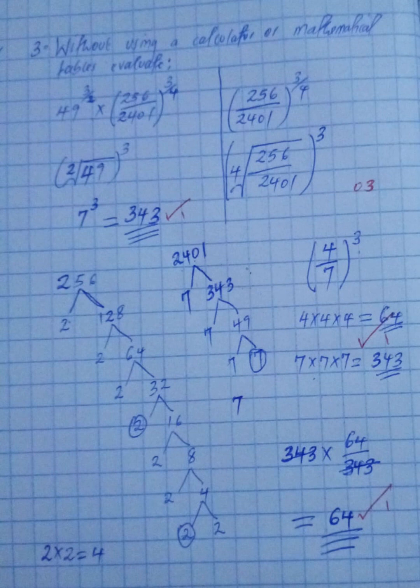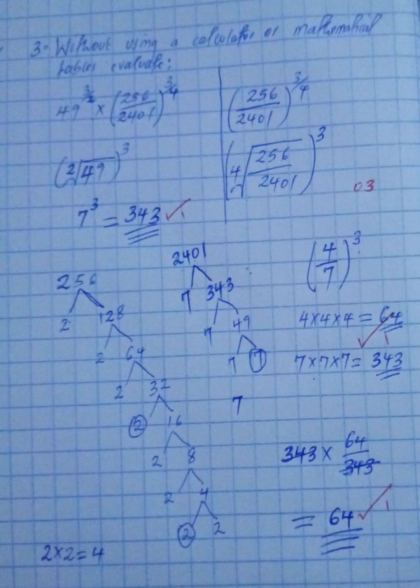So now I'll have the first one, which is 49 raised to 3 over 2. When the power is a fraction, the numerator becomes the power, then the denominator will be the root. So now it is the square root of 49 power 3. The square root of 49 is 7, then raised to 3.